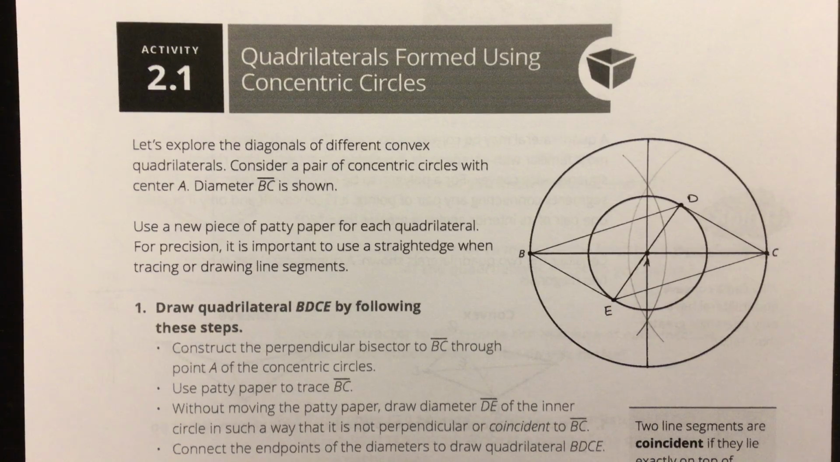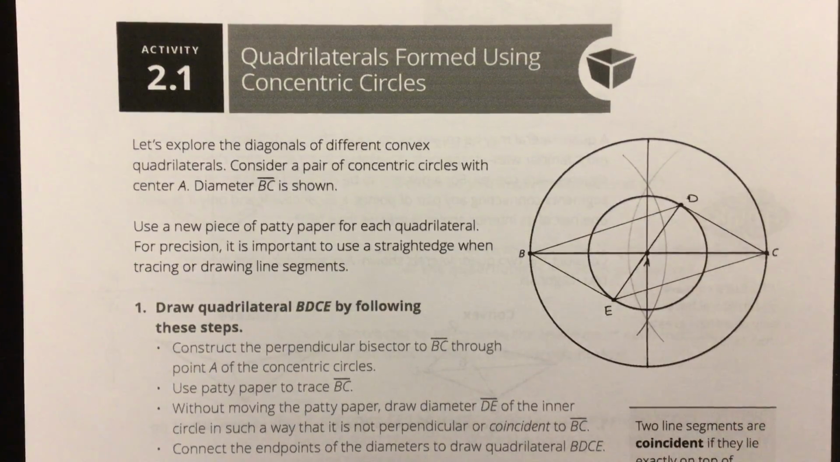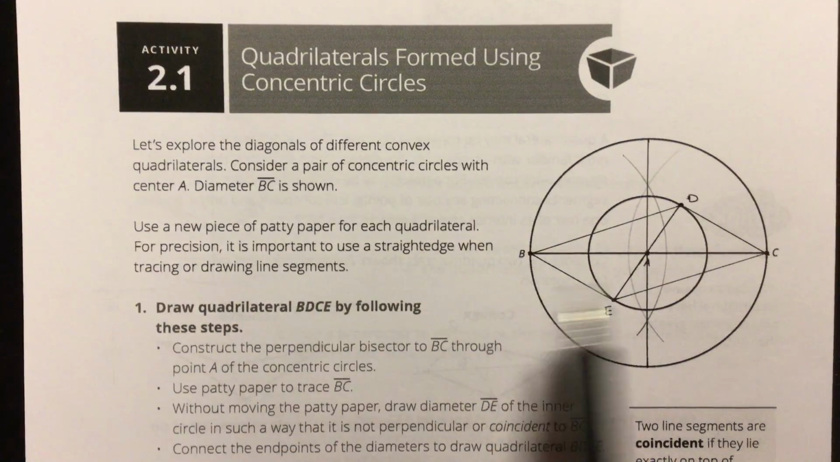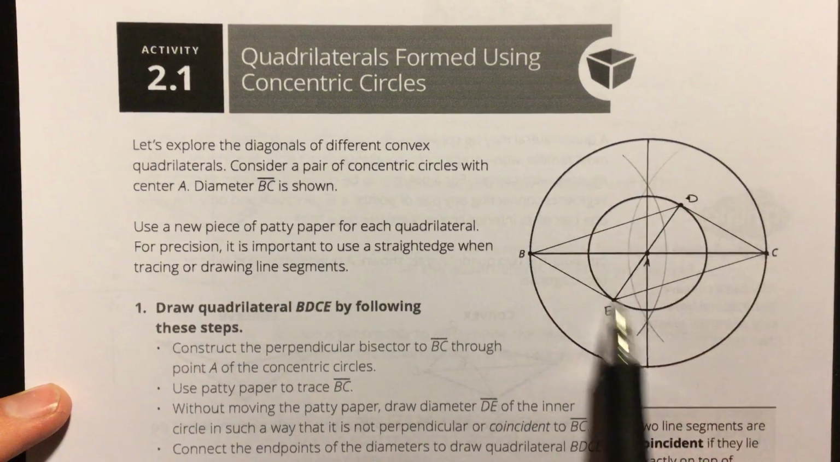If you remember a convex quadrilateral from the getting started, that just means that it is one that's enclosed like this. Both of its diagonals are contained inside of the shape. So here we have, consider the pair of concentric circles with center A, that's the center A right there, diameter BC is shown. So you can see I've already done some drawing here.